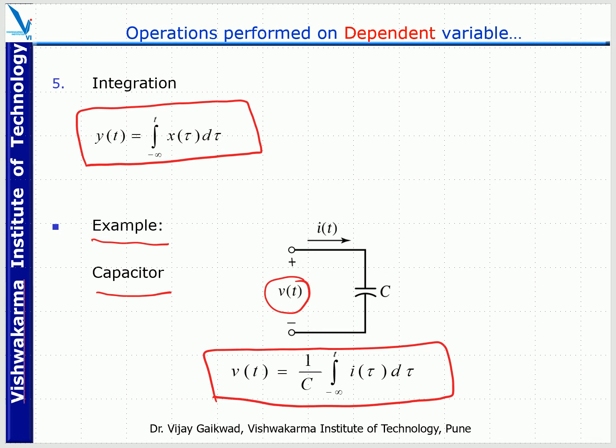So in this way, these are the 5 different operations which can be performed on the dependent variable, which is amplitude. I am sure that you understood these operations performed on the dependent variable.